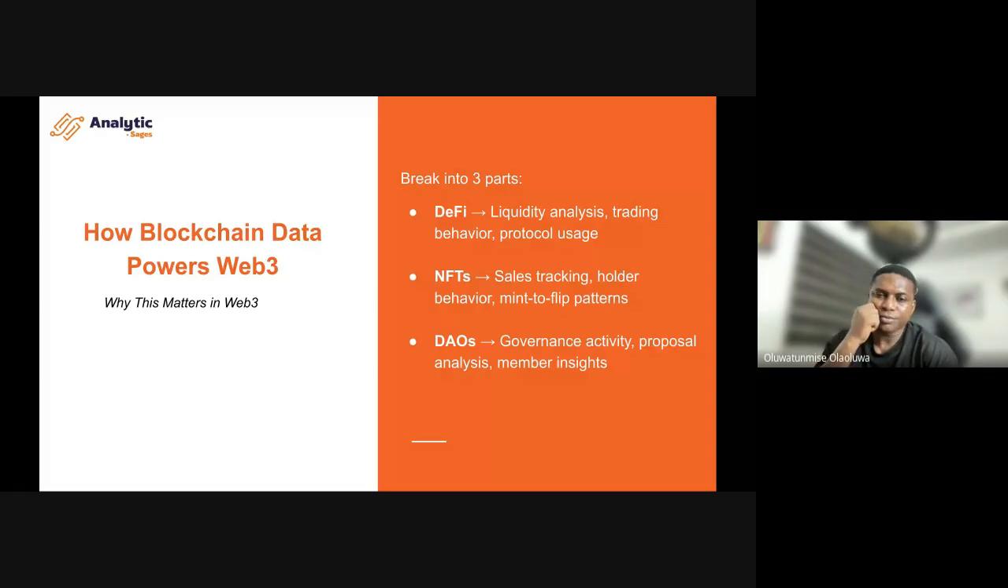Then DAOs. We have what we call DAOs. That's decentralized autonomous organization, right? Where governance is in the hand of every person participating in that DAO. So if you join a DAO today, you will be part of those governing the DAO. You will be part of the decision makers of the DAO.